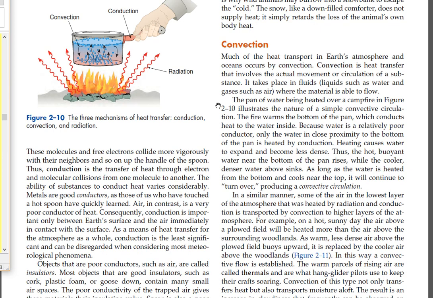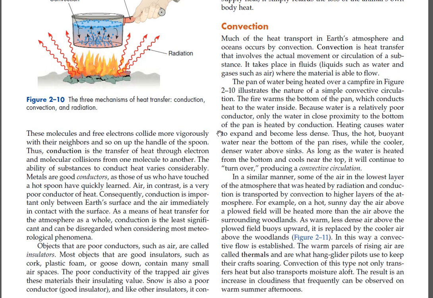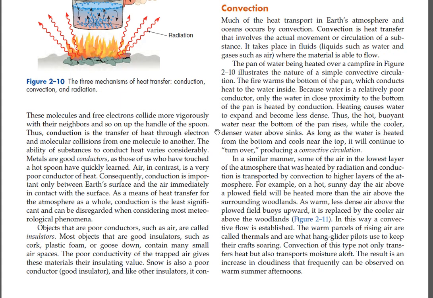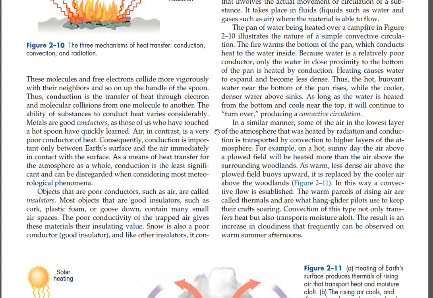circulation. The fire warms the bottom of the pan, which conducts heat to the water inside. Because water is a relatively poor conductor, only the water in close proximity to the bottom of the pan is heated by conduction. Heating causes water to expand and become less dense. Thus, the hot, buoyant water near the bottom of the pan rises, while the cooler, denser water above sinks. As long as the water is heated from the bottom and cools near the top, it will continue to turn over, producing a convective circulation.